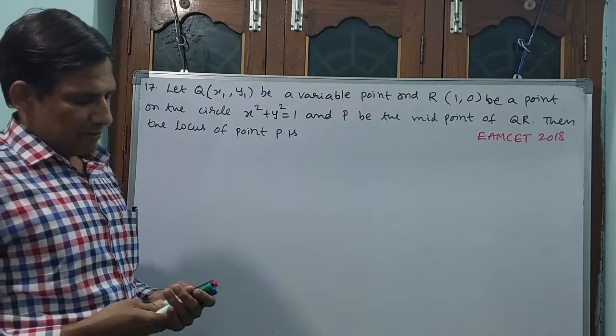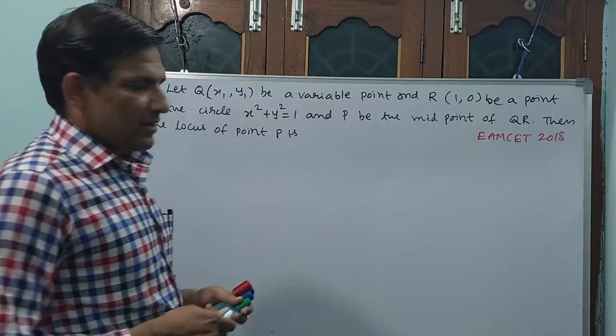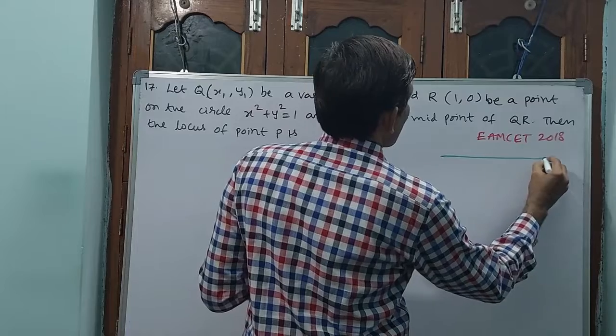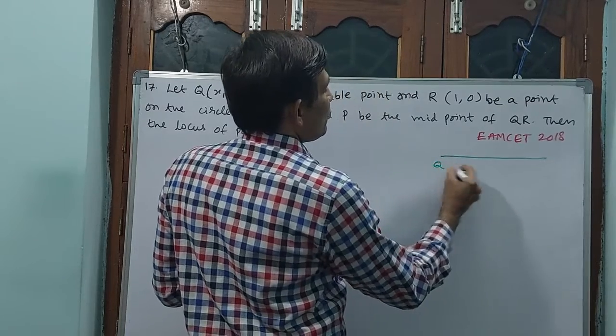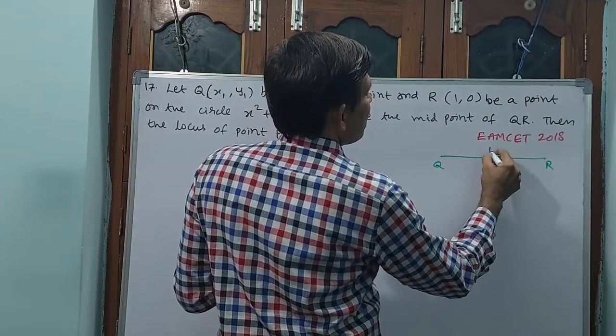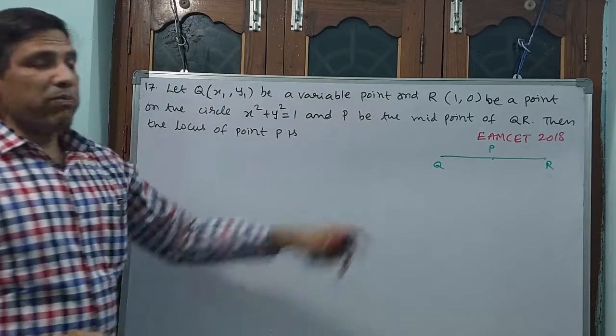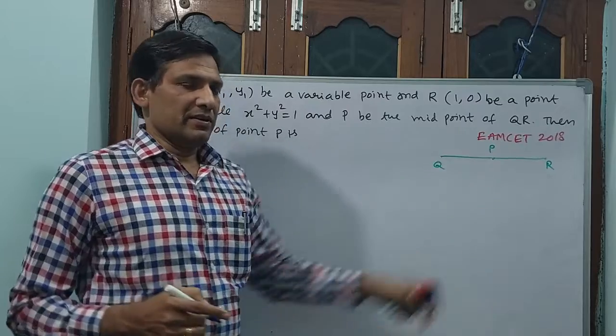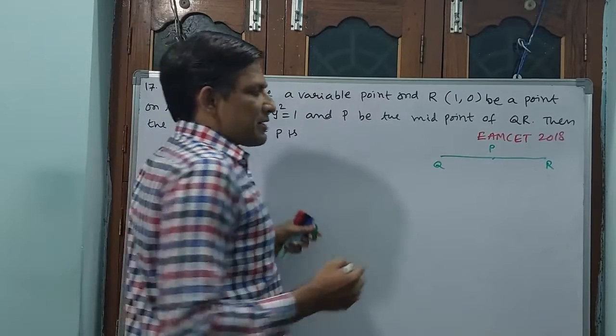P is (x, y). I am drawing a diagram, simply observe. This is Q, this is R, this is P. P is the midpoint, that means exactly in between. That P is (x, y).